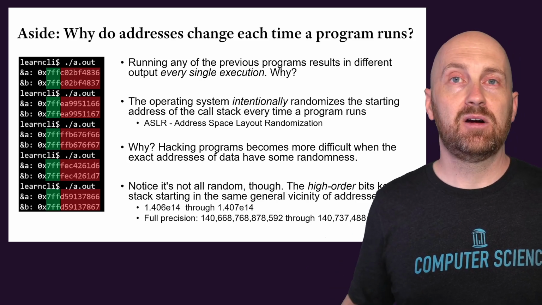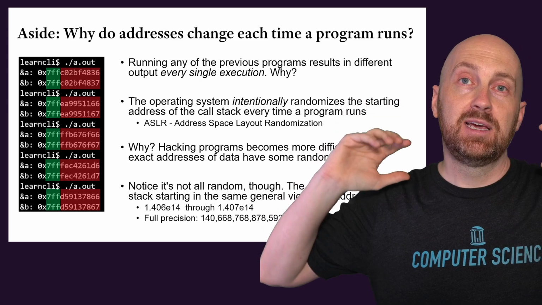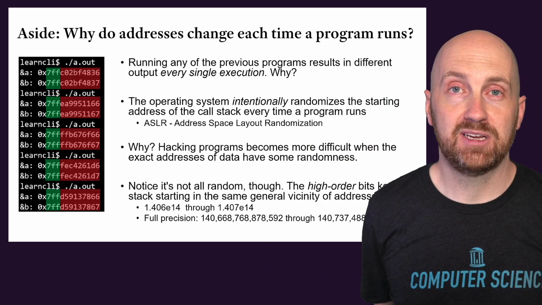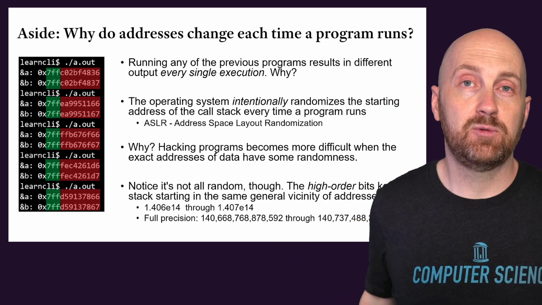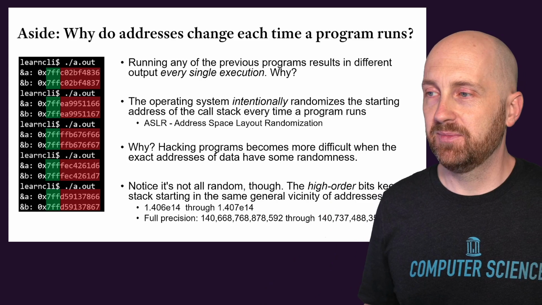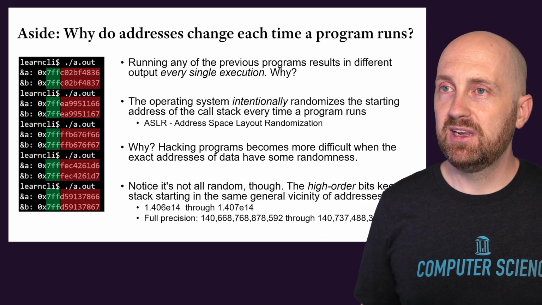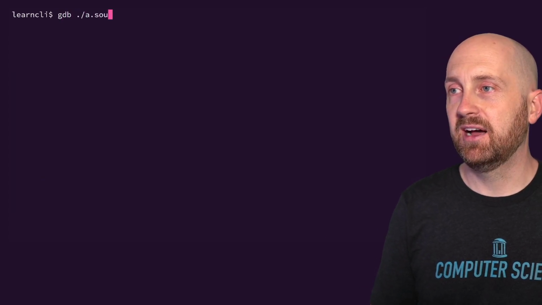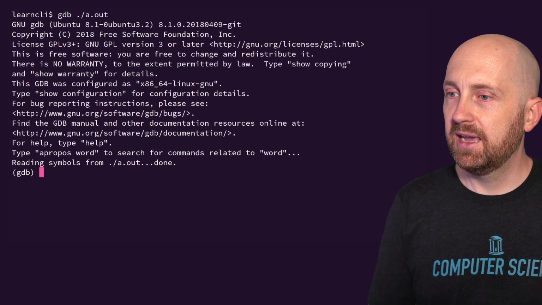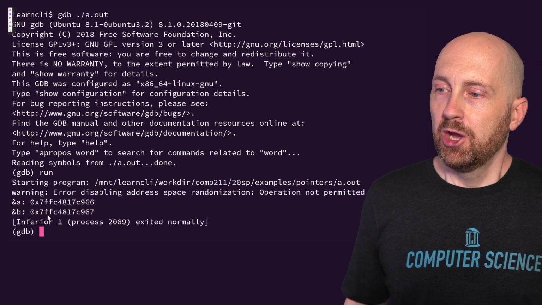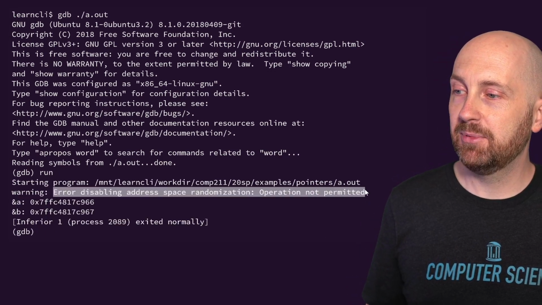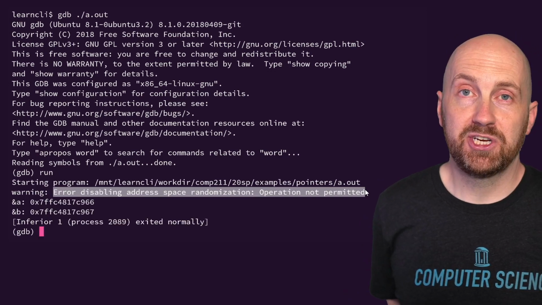But with ASLR, when your process begins, the operating system is choosing at random where each segment that's important when the process loads, what the offset will be, and then it runs from that position. And so this is actually something that you've seen without knowing it. If I were to run gdb a.out and run this program, notice that there is this warning here. It says error, disabling address space randomization, operation not permitted.